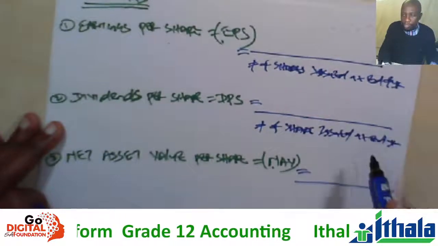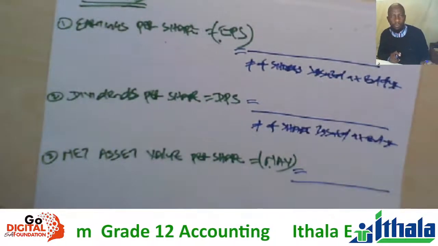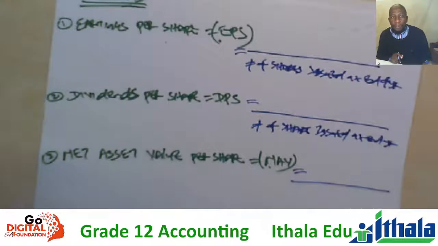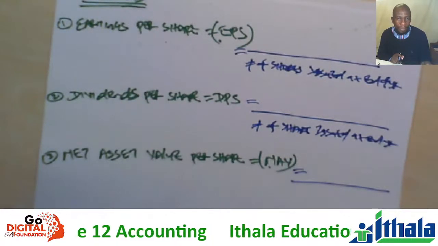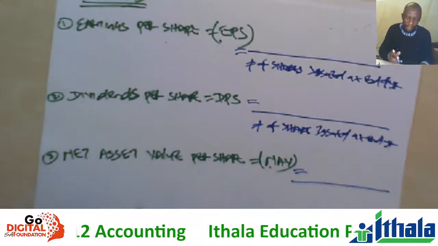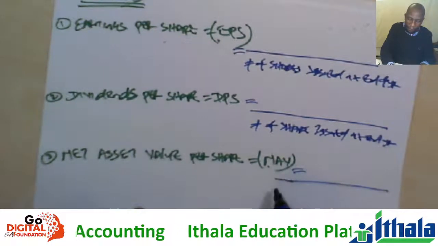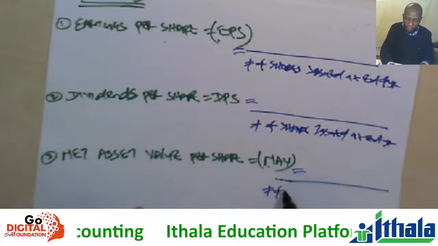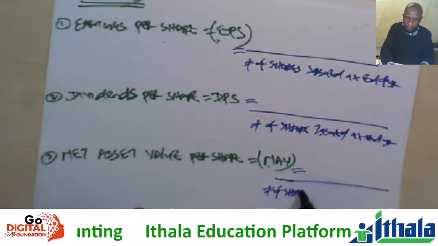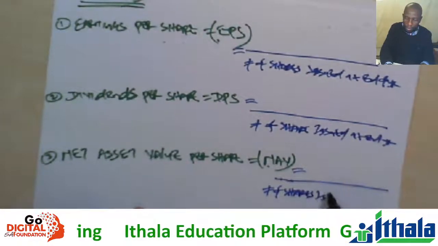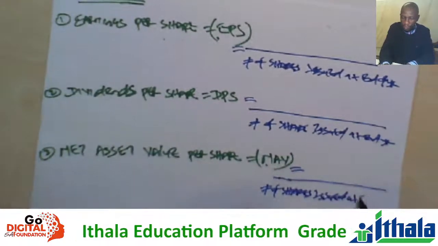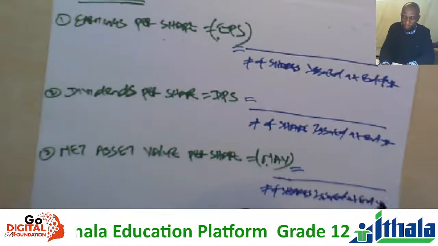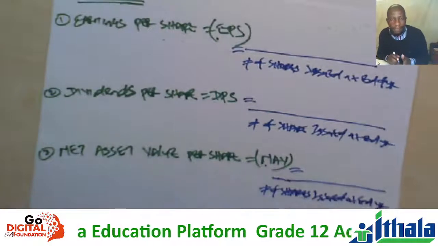Where are we going to get this figure? Sometimes you'll be given the information, but most of the times we get it down here in note number 7, ordinary share capital. It is one and the same thing. Number of shares issued at the end of year. That's the first similarity.